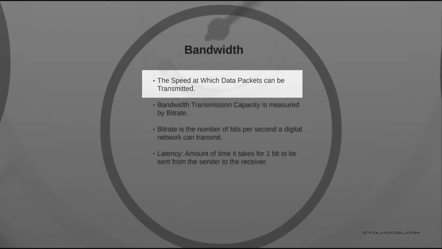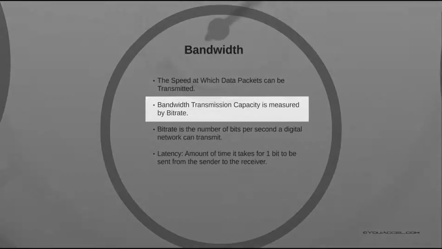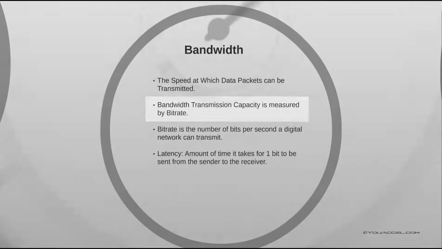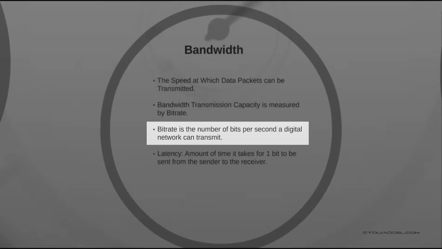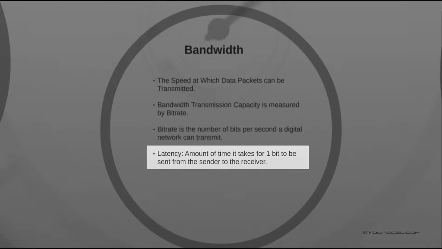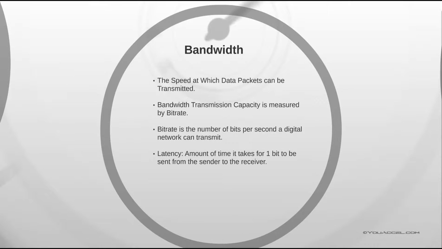The speed at which these data packets can be transmitted over a network is determined by bandwidth. Bandwidth transmission capacity is measured by bit rate. The bit rate is the number of bits per second that a digital network can transmit. Another measure of data transmission speed is latency. This is the amount of time it takes for one bit to be sent from the sender to the receiver.